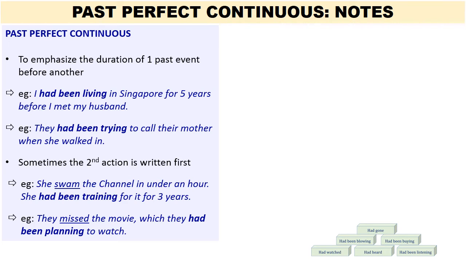Now, swam and missed are both the second actions, had been training and had been planning are both the first actions. It doesn't make a difference. We still know which actions happened first and which ones second because of the tenses used. In these two sentences, we want to focus on the second action. Therefore, they come first in both examples.